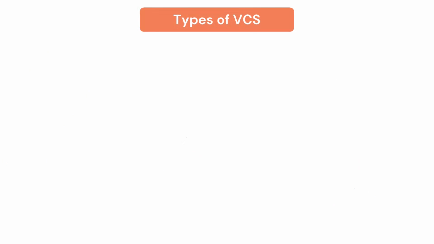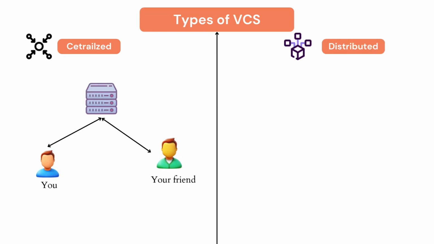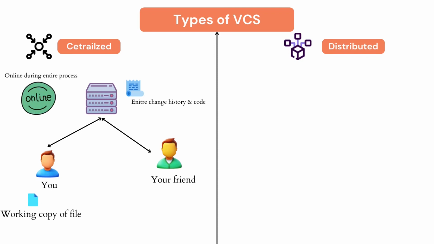If this is clear to you, let's move on to the types of version control system. There are two types of version control system. One is centralized and the other is distributed. Let us imagine you and your friend are working on a project. In a centralized type, there is a central server between you and your friend. Only that server has all the history of changes of your code. If you want to update a file, you ask for a working copy of the file from the server and make changes to the central repo. You need to be online the whole time when you are working on the file.